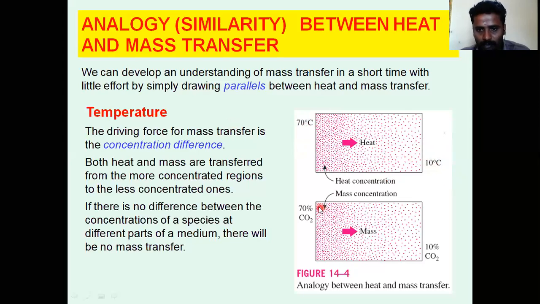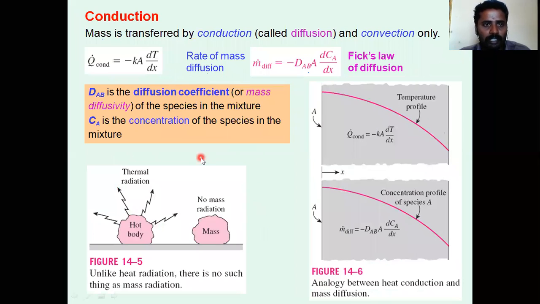Similarly for mass transfer, the higher concentration of CO2 transfers to the lower concentration of CO2. Any type of diffusion, whether equimolar counter diffusion or steady state plane membrane, and any type of heat transfer, goes from the higher region to the lower region. That is called the concentration difference. Here we indicate the concentration difference.